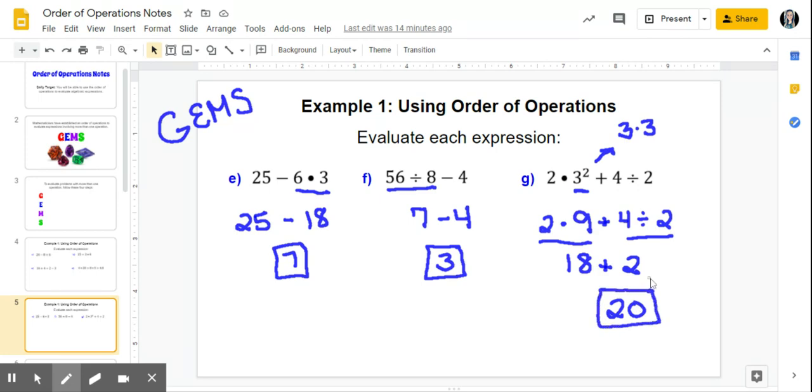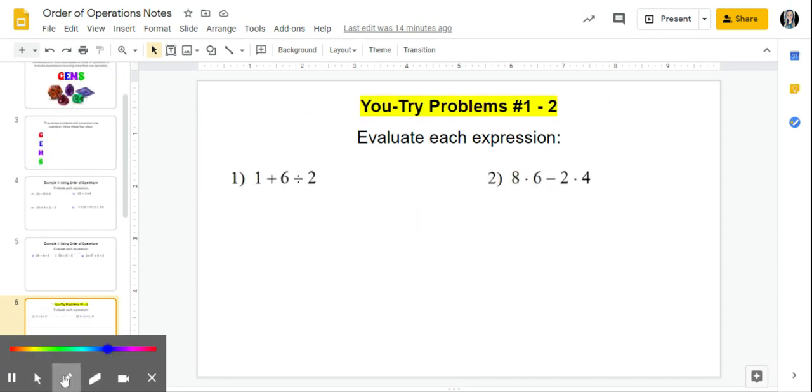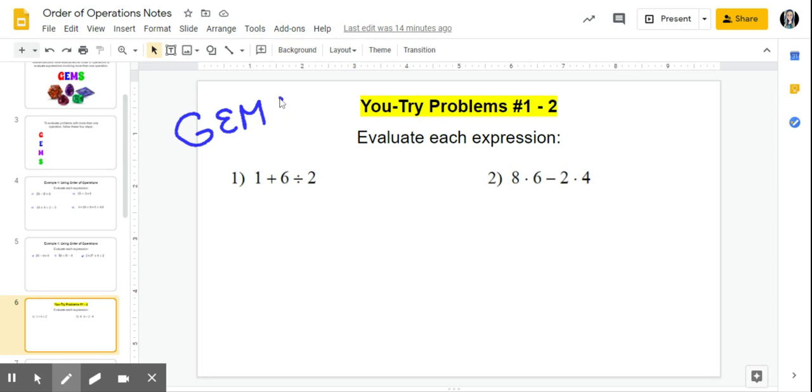So we have now gone through 7 examples together. I'm going to clear my screen, and you're going to help me go through a few problems together. Here we go. You try problems. So again, I'm going to rewrite that acronym just so we can reference it. So take a look at problem number 1. What should I do first?